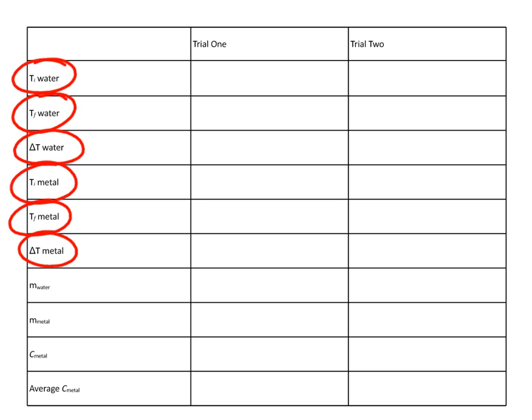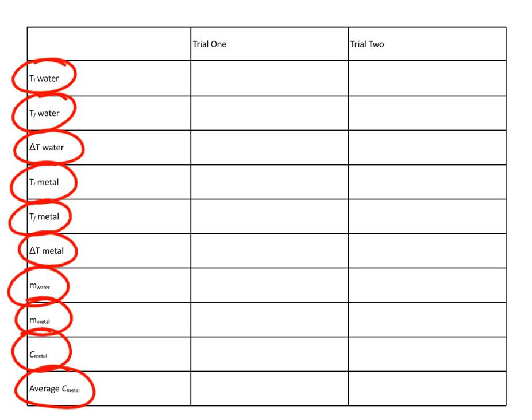So this right here, it's kind of hard to see. That says temperature initial of water. This says temperature final of water. This is change in temperature. This is temperature initial of the metal. This is temperature final of the metal. This is temperature change of the metal. This is mass of water, mass of metal, specific heat capacity of the metal, and then the average.